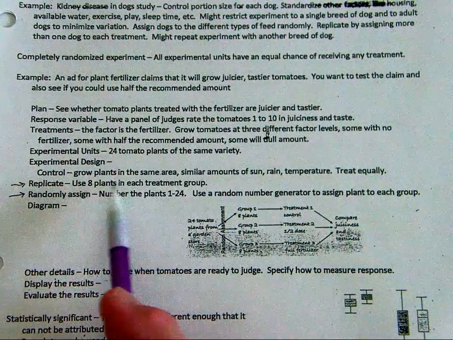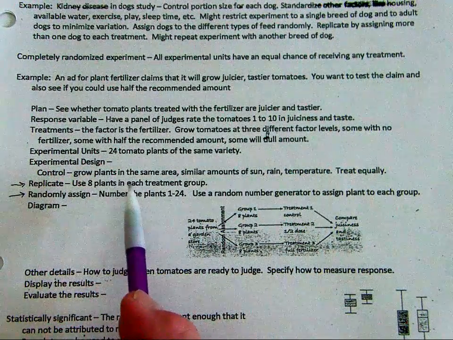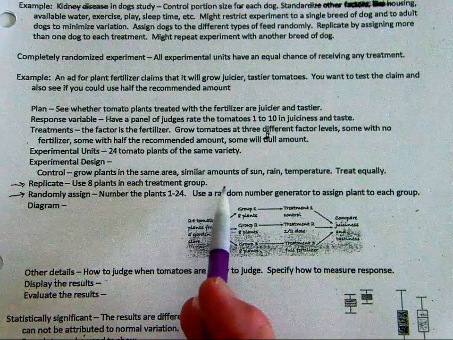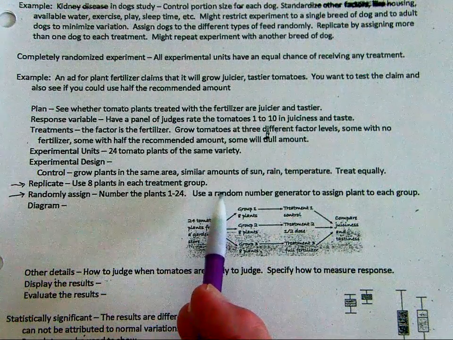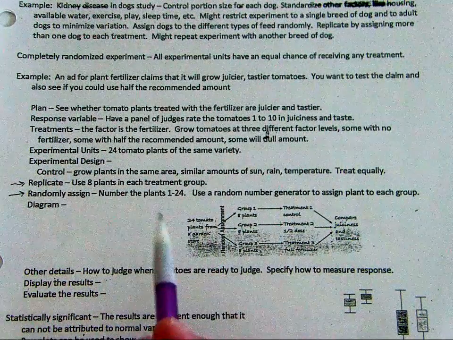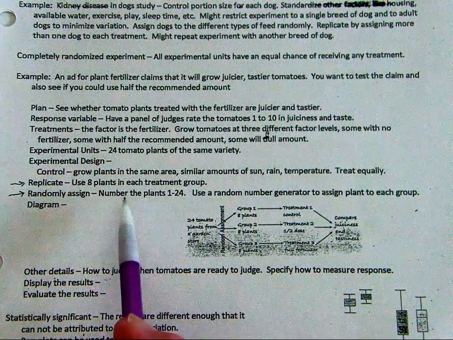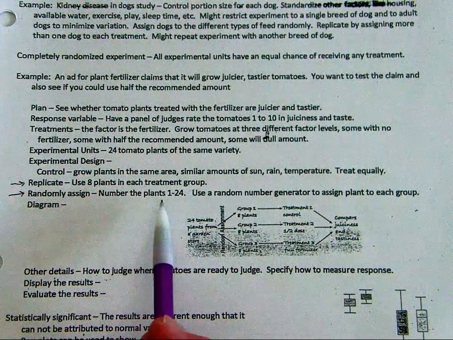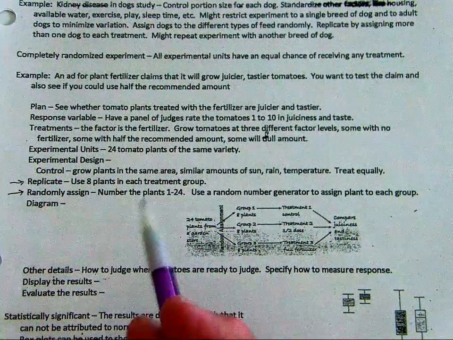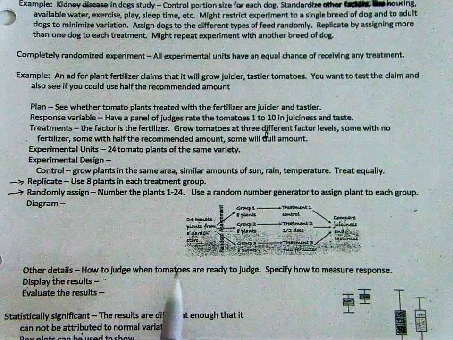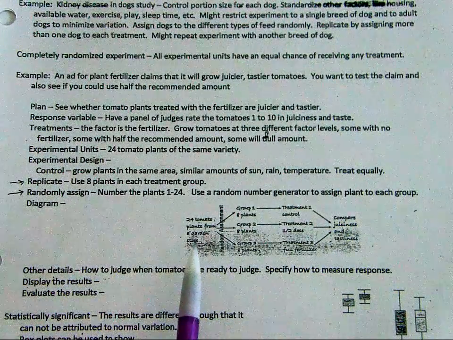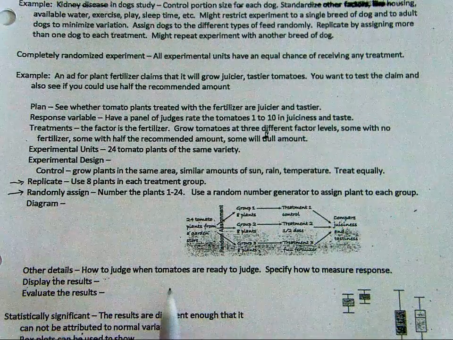For your experimental design, first you want to have control. So you want to grow all the plants in the same area, same amount of sun, rain, temperature, treat all the plants equally. That way you kind of block out any other things that might affect your results. Replicate. You might use 8 plants in each treatment group. And then randomly assign them, like number the plants 1 through 24. Use your calculator as a random number generator to pick which plants go in which group.